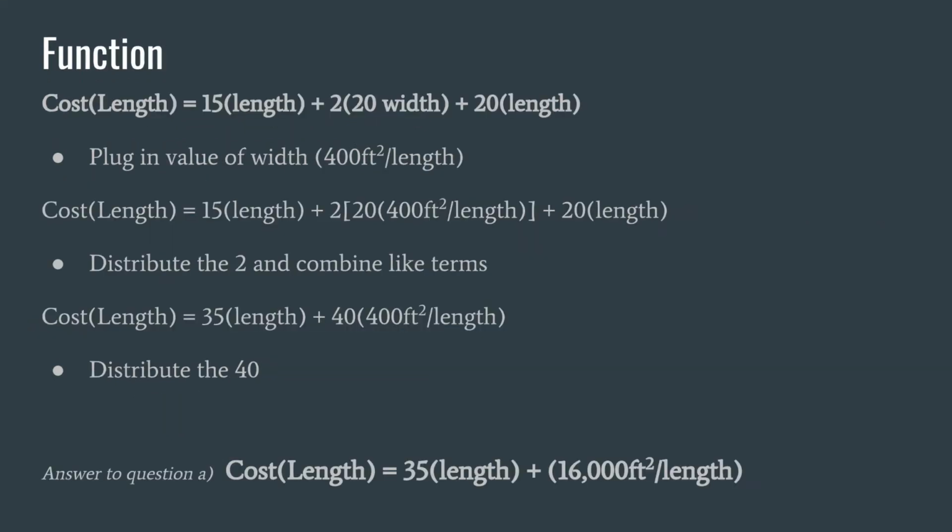After plugging in this value, the function became 15L plus 2 times 20 times 400 feet squared over L plus 20L. Next, we appropriately distributed the two and combined like terms, so our final function for cost as a function of length equals 35L plus 16,000 over L.